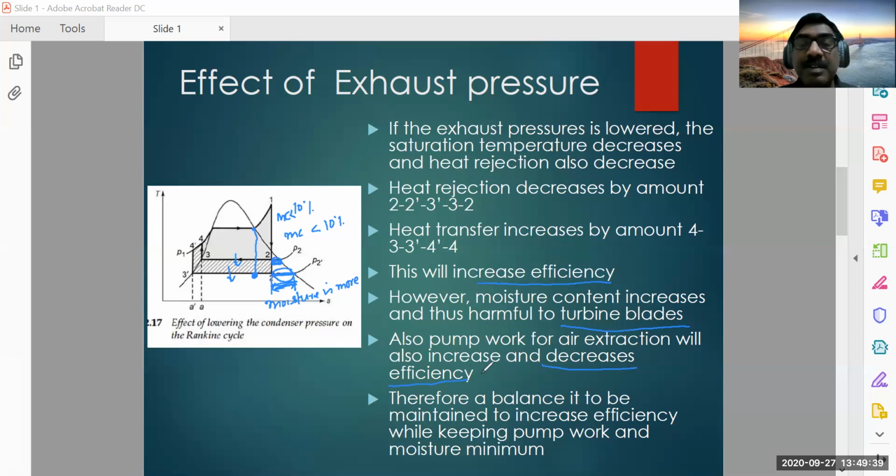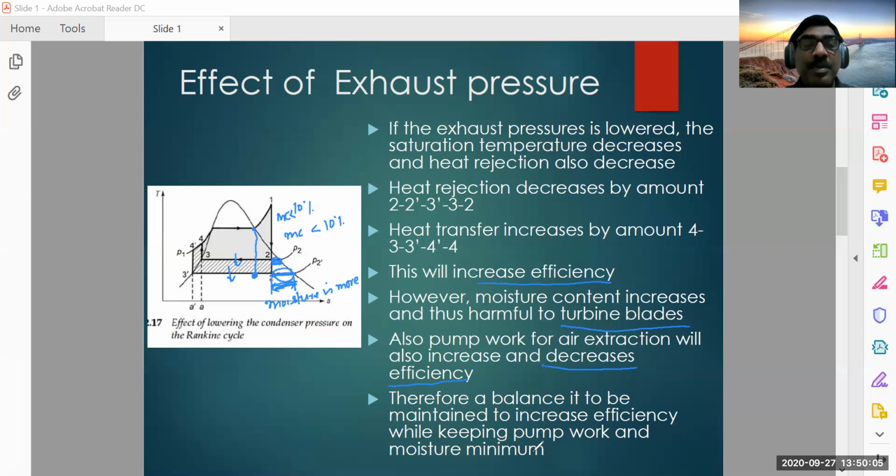This additional work will decrease the efficiency, because you are doing some additional work to maintain the condenser pressure. So you cannot take it for granted that if the condenser pressure is decreased, we are going to get increased efficiency, because it has some side effects. Therefore, the correct thing is you have to balance it. A balance is to be maintained to increase the efficiency while keeping the pump work and moisture minimum.